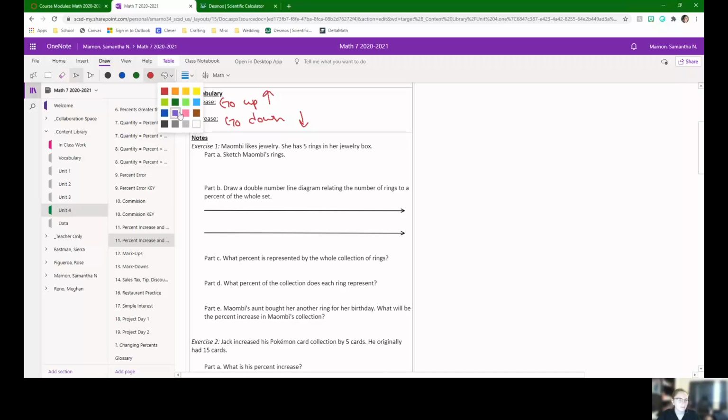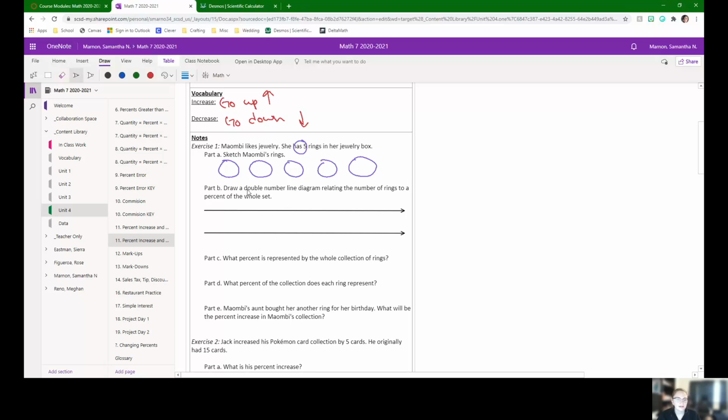This first one: Mounby likes jewelry. She has 5 rings in her jewelry box. Sketch her rings. Pause the video and just sketch her 5 rings. They can have as little or as much detail as you want. Okay, I'm just going to draw 5 circles. 1, 2, 3, 4, 5. Those are her 5 rings.